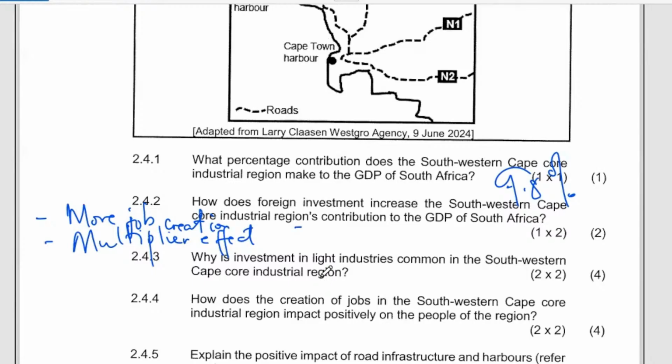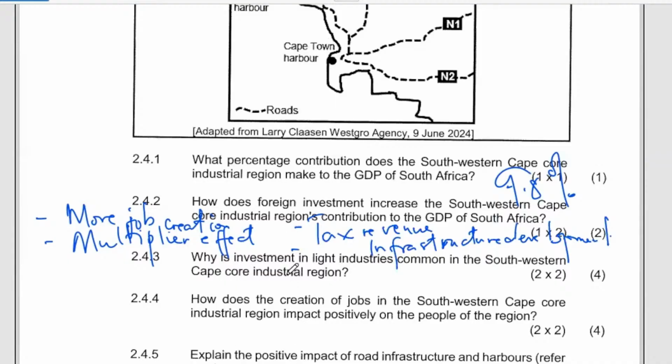Then we can also look at other things like contribution of tax revenue. The foreign investors are supposed to contribute tax revenue, and that tax revenue is going to be used productively by the government. And we can also look at other things like they also contribute towards infrastructure development. Yeah, those are some of the factors that you can talk about when you look at the foreign investments.